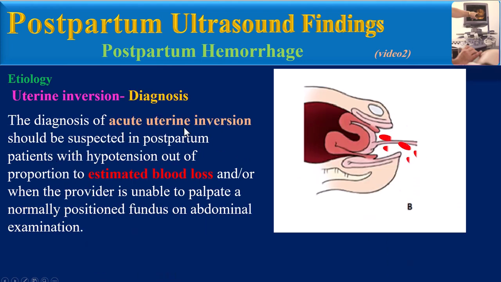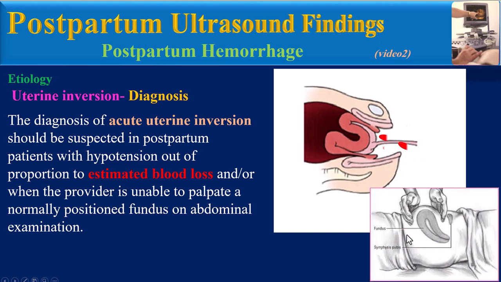The diagnosis of acute uterine inversion should be suspected in postpartum patients with hypotension out of proportion to estimated blood loss and/or when the provider is unable to palpate a normally positioned fundus on abdominal examination.